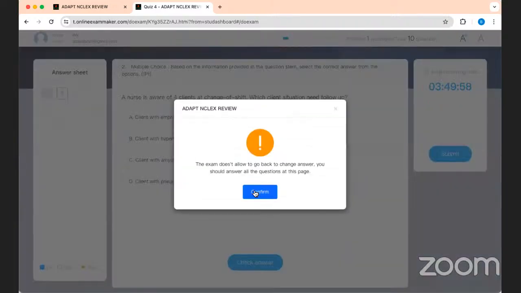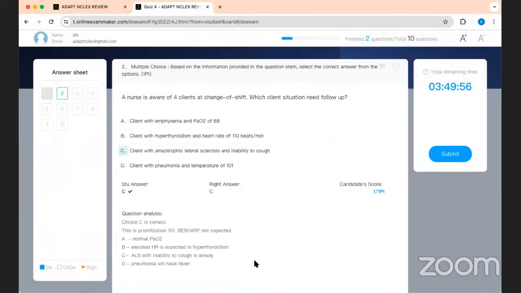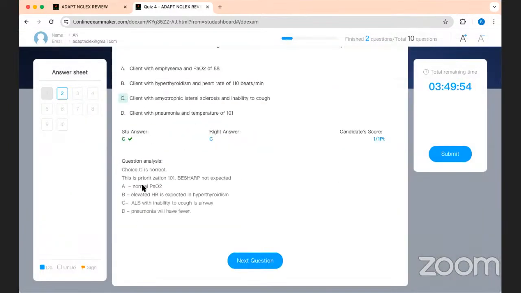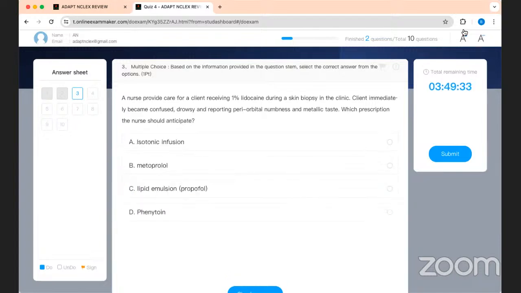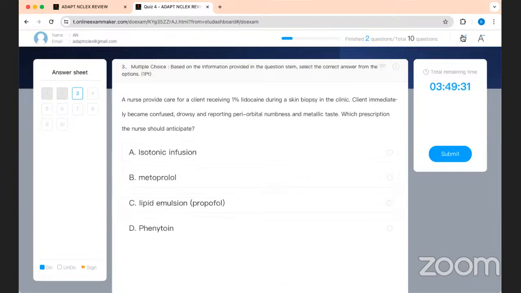Okay. So I just break it down to you and say normal, A is normal, B is elevated, heart rate is an expected finding, pneumonia, who have fever. It's no problem. Just don't be surprised. This is a hard one. It's a test-taking strategy. As we go through, I'm going to put a hard one to let you think, right? I'm going to put hard ones there to let you think.